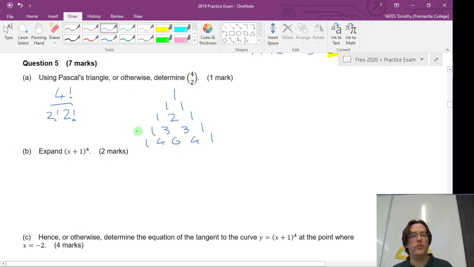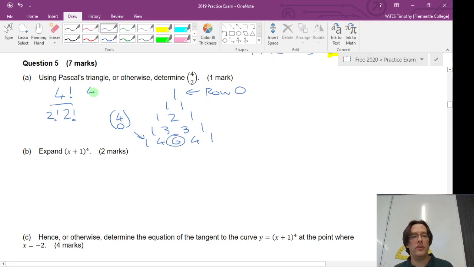So 4 choose 2, remember that this one here is 4 choose 0. So 0 is always the first one, and just like this one is row 0. Remember that Pascal's triangle uses zeros a lot. So this is row 1, row 2, row 3, row 4. Row 4, that's element 0, element 1, element 2. It's going to be 6.